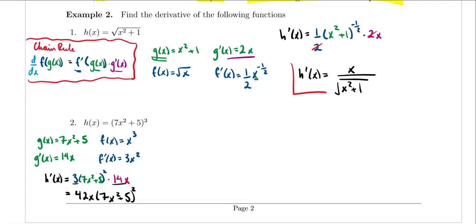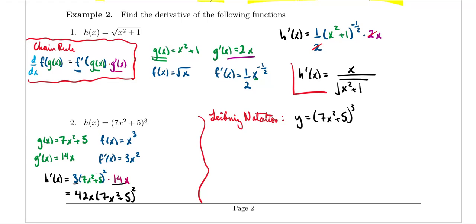Okay, perfect. Now, what if we went ahead and used Leibniz notation? Is it going to be any different? No, it's the same process. You're just changing the variables. So using Leibniz notation, our y is the function 7x squared plus 5 raised to the third.